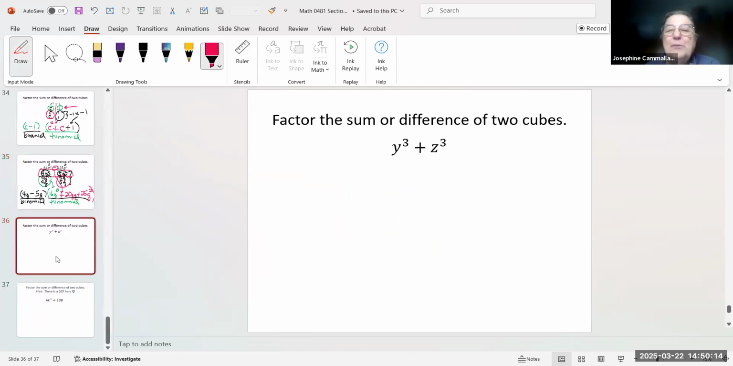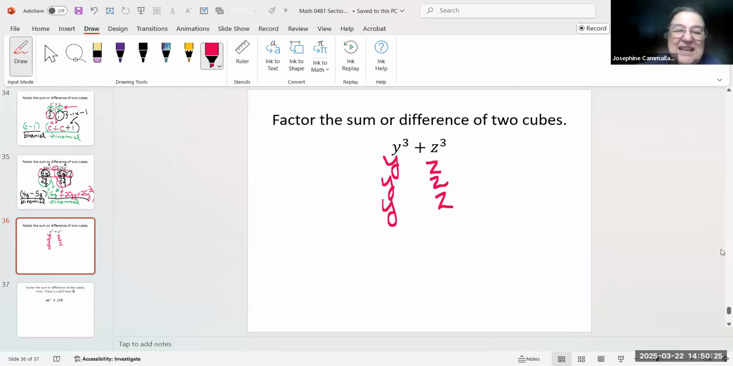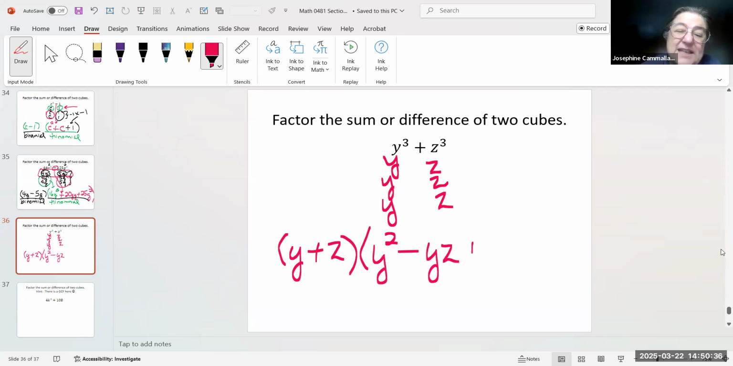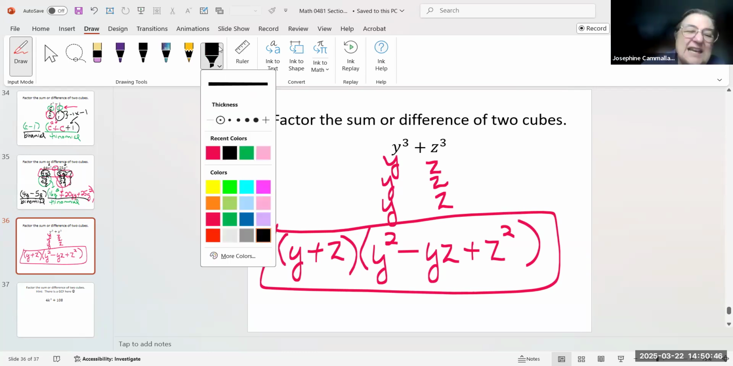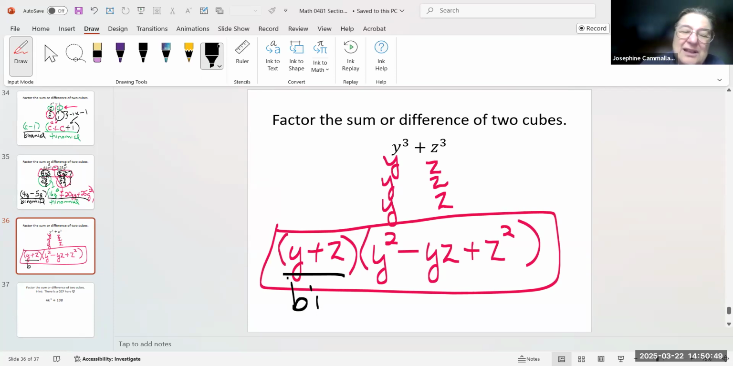Okay, I got 2 more, and then we're done. Okay, y, z, z, z. Y plus z, y squared minus the product of y and z plus z squared. This is the pattern I've got to know. This is my binomial. This is my trinomial.